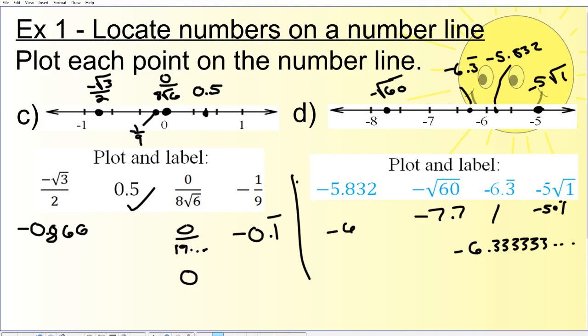So again, we changed everything into a decimal, then put them in their approximate locations on the number line, making sure we're paying attention to which numbers we should be closer to, negative 8 or negative 7, closer to negative 5 or negative 6, understanding the scale they used.